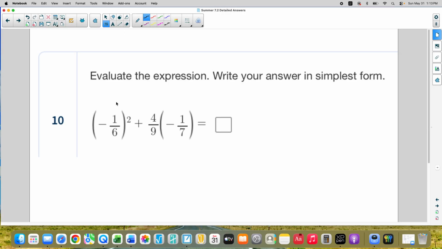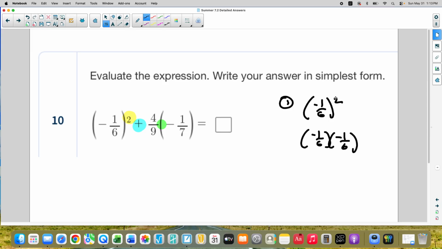Evaluate. Write your answer. All right, so we've got an exponent here, so we have to be very aware of our operations. We have multiplication here, and then we have addition. So we're going to square. Step 1 is squaring: negative 1/6 squared equals negative 1/6 times negative 1/6.